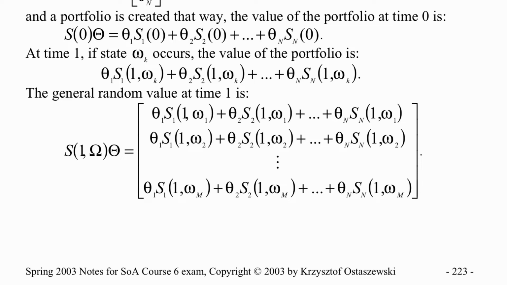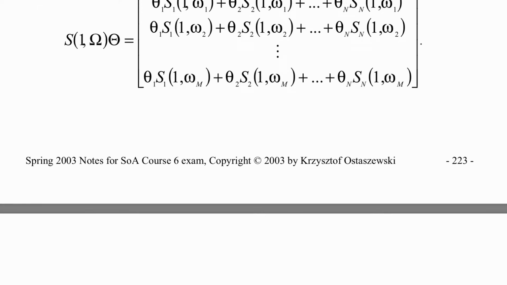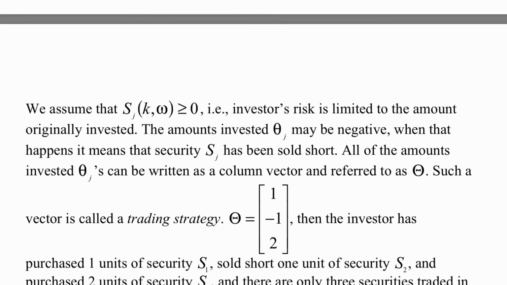It's again omega 1 because we are in state omega 1, up to theta n Sn of 1 omega 1. Again omega 1 because we're in state omega 1. And then you have the same for state omega 2 up to state omega m, big M. That's the number of possible states of the world at time 1.